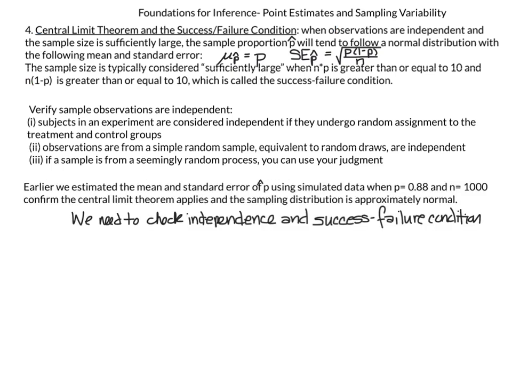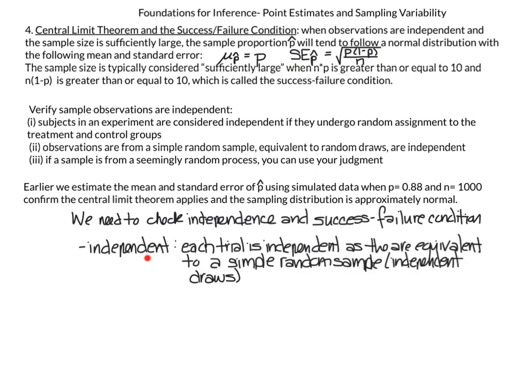Earlier, we had estimated the mean and standard deviation of p hat using the simulated data when p equals 0.88 and n equals 1,000. Now we want to confirm the central limit theorem applies, and therefore the sampling distribution is approximately normal. To confirm this, we have to show that the two conditions, independent and sample size sufficiently large, are met. So we need to check independence and the success failure condition that guarantees a sufficiently large sample size. First, for independence, each trial is independent as they are equivalent to a simple random sample or independent draws. Because we've done this using computers, we just draw from our population at random.